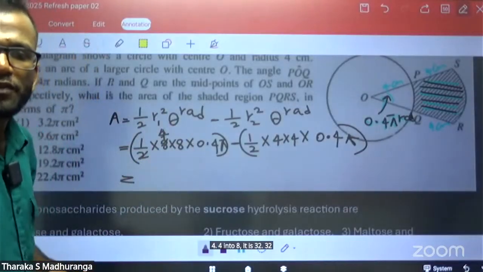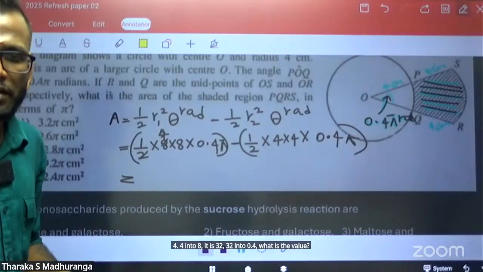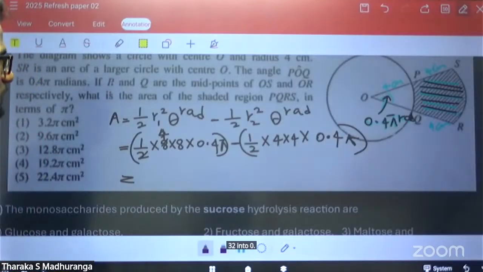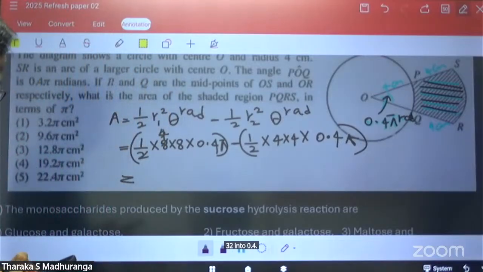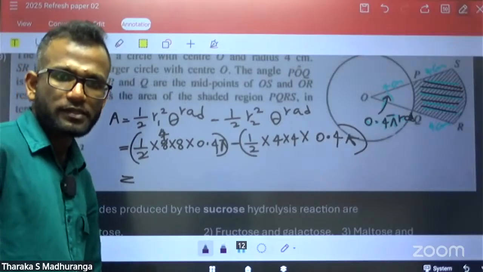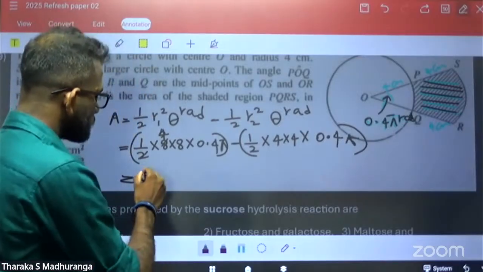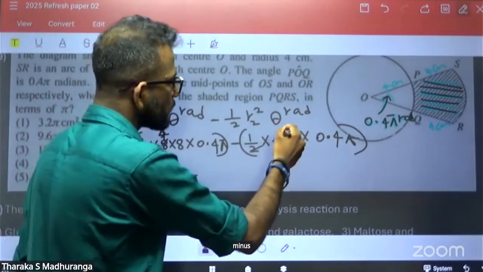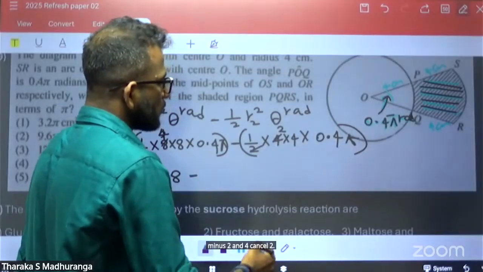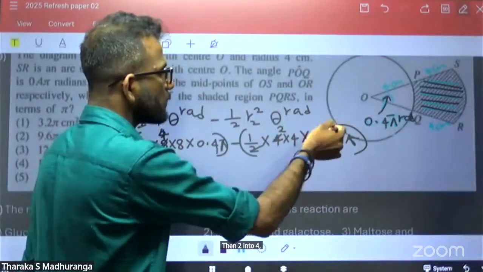32 into 0.4, what is the value? 12.8. 12.8 minus 2 and 4 cancel 2. Then 2 into 4, 8. 8 into 0.4.